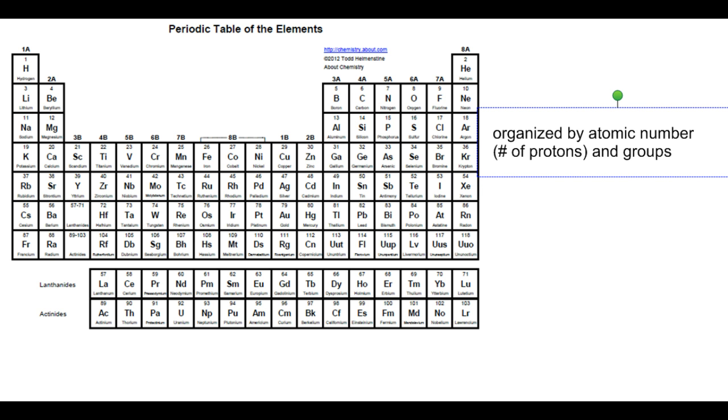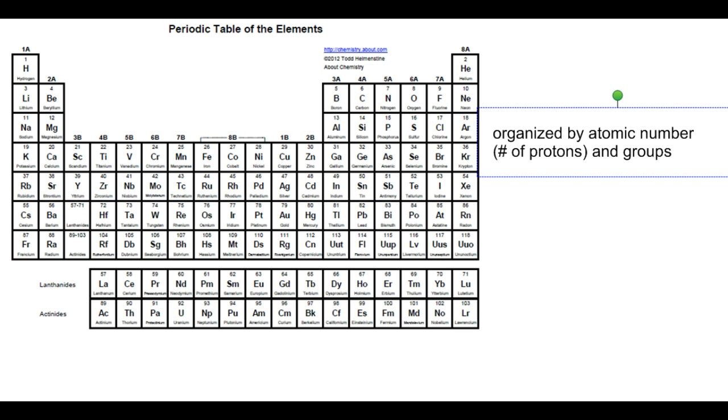So the number that we use to organize and put the elements in order is based only on the atomic number, so the number of protons. And what we find is that a change of one proton creates a new element. As you found in the build an atom activity, each element is defined based on the number of protons that it has in the nucleus of all of its atoms.